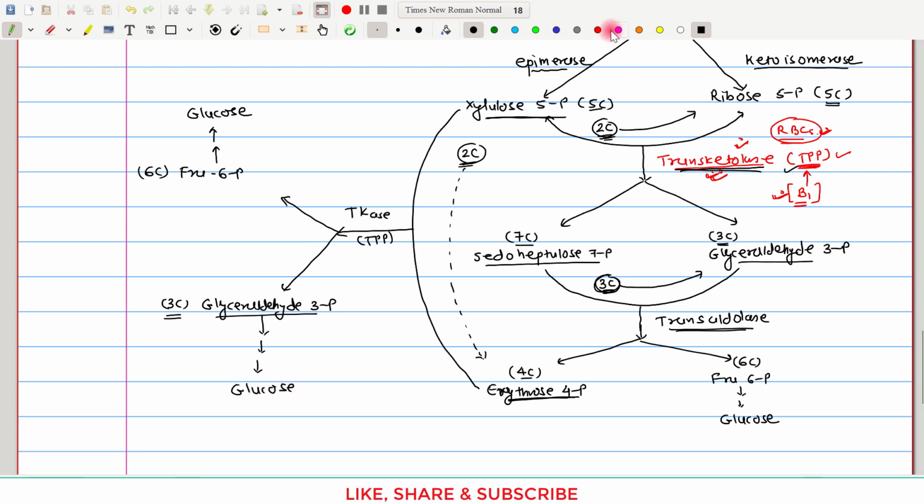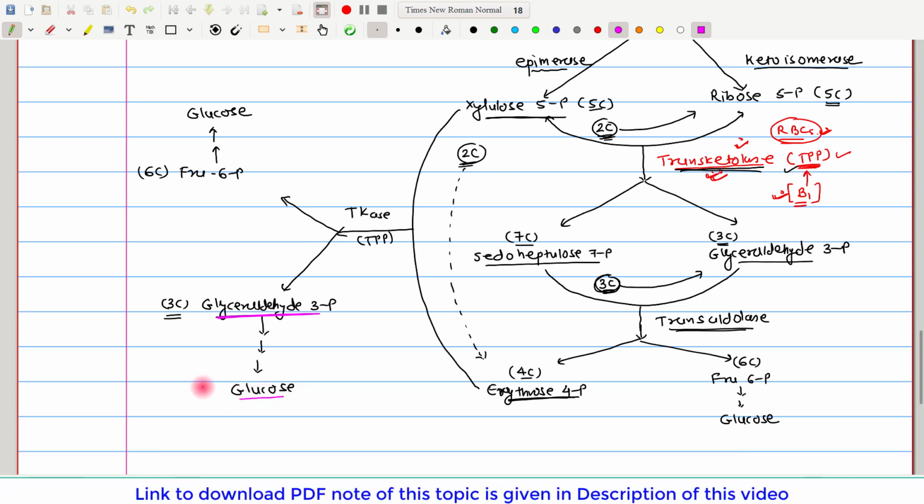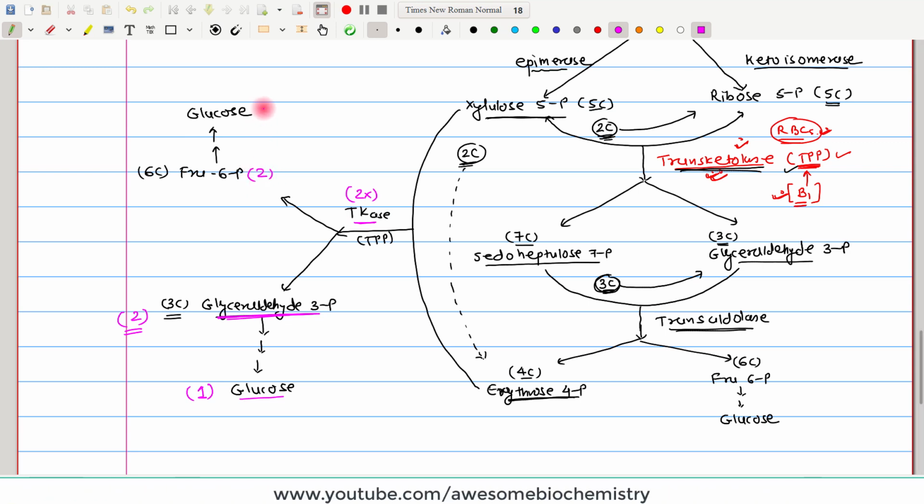But what happens? For this gluconeogenesis, 2 molecules of glyceraldehyde 3-phosphate are required, because a single molecule of glyceraldehyde 3-phosphate cannot give rise to 1 full molecule of glucose. So to generate 1 molecule of glucose, we need 2 molecules of glyceraldehyde 3-phosphate. So now in this reaction, we need to generate 2 molecules of glyceraldehyde 3-phosphate, right? So this reaction should occur 2 times. If this reaction occurs 2 times, then we can get 2 molecules of fructose 6-phosphate, and so we can get 2 molecules of glucose over here.